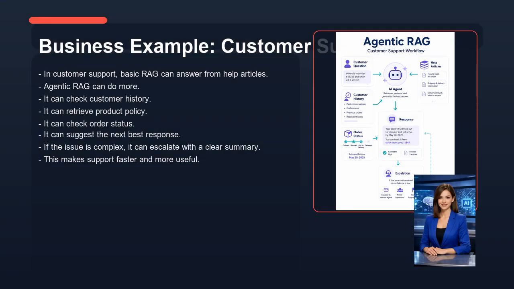Now let's look at a business example, customer support. In customer support, basic RAG can answer from help articles. Agentic RAG can do more. It can check customer history. It can retrieve product policy. It can check order status. It can suggest the next best response. If the issue is complex, it can escalate with a clear summary. This makes support faster and more useful.